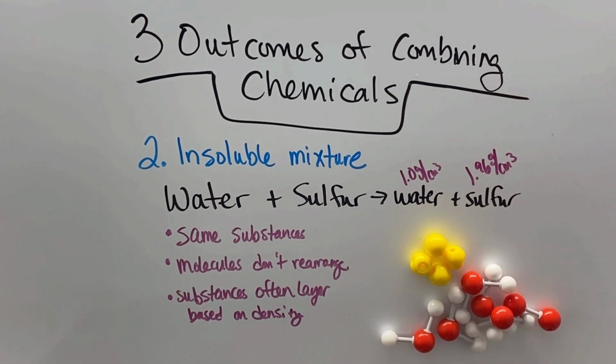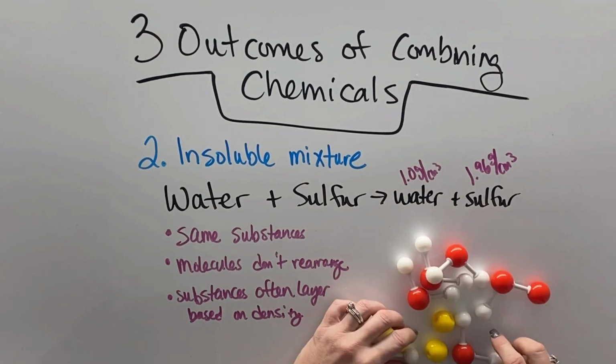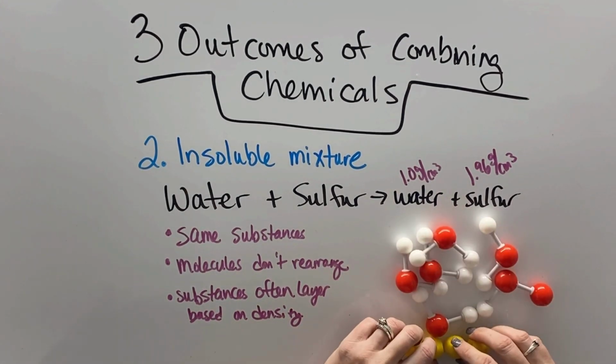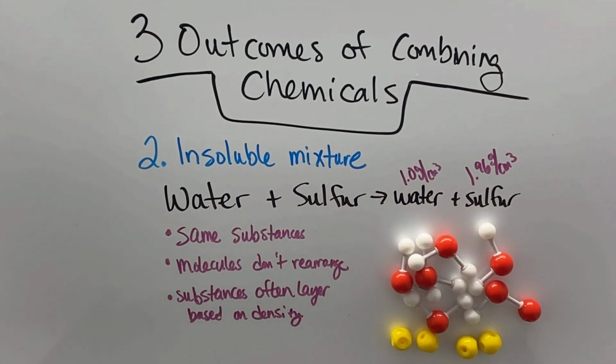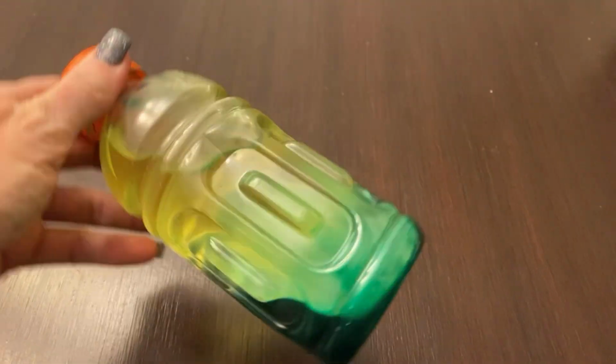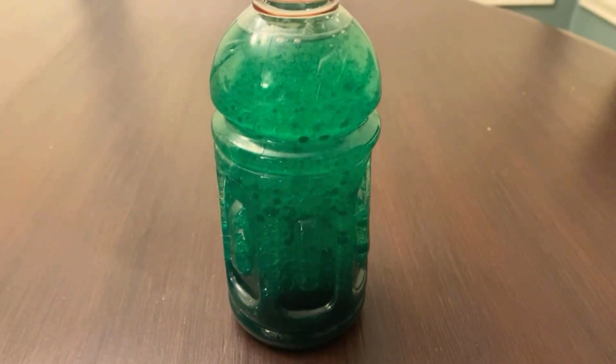So we can see here water 1.0 and sulfur 1.96. If we were to put sulfur in water, the sulfur would sink to the bottom of the water and just hang out on the bottom there. No dissolving. You can see here with this fancy homemade lava lamp that when you have oil and water mixed together, you can shake them up and they won't mix either.